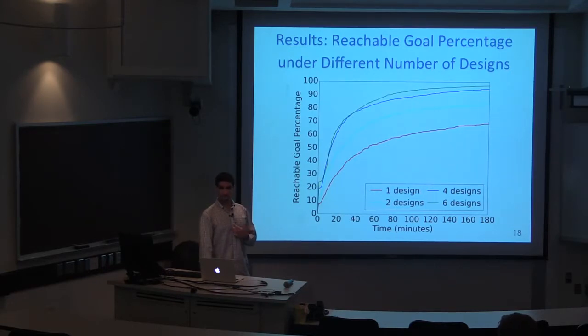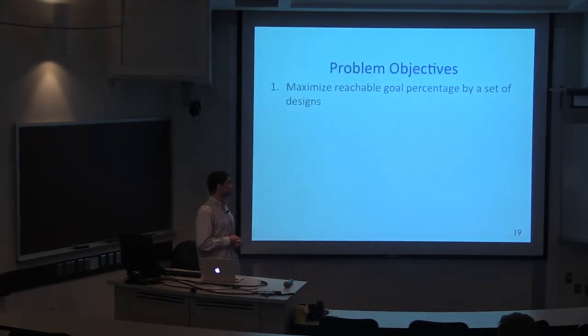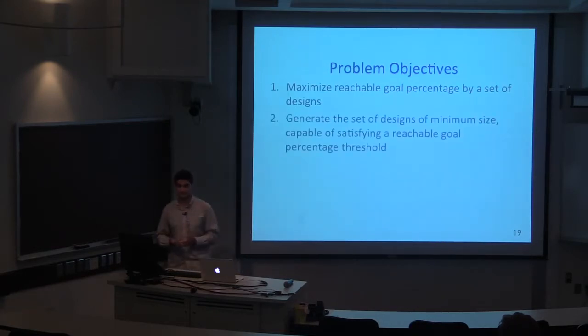we wanted to solve the problem of optimizing multiple designs, or a set of designs. So one immediate problem objective was to maximize the reachable goal percentage by a set of designs. Rather than asking whether we can find a single design that maximizes the reachable goal percentage, we can look at multiple designs. Another question that we asked was, can we generate a minimal set of designs that can reach a specified threshold? If we were to ask what is the minimum number of designs needed to reach 95% of the lung, could we generate this set?